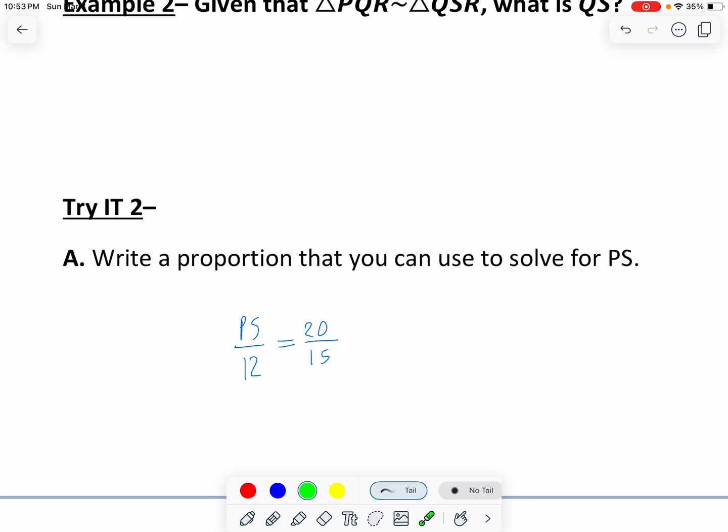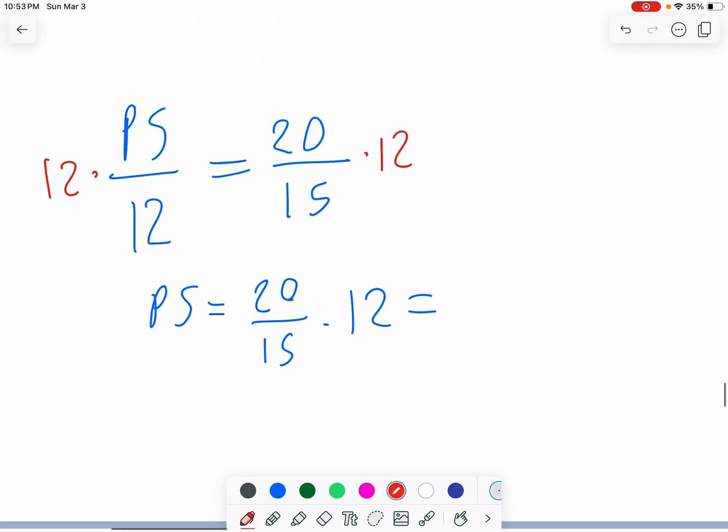Because it's in the numerator, it's real easy to solve for. We just need to get rid of the 12. So multiply both sides by 12, and we end up with PS is equal to 20 divided by 15 times 12. Now, if you plug that into a calculator, or you just do the multiplication by hand, simplifying by hand, I'm going to do it that way, you'll be able to get the same answer.